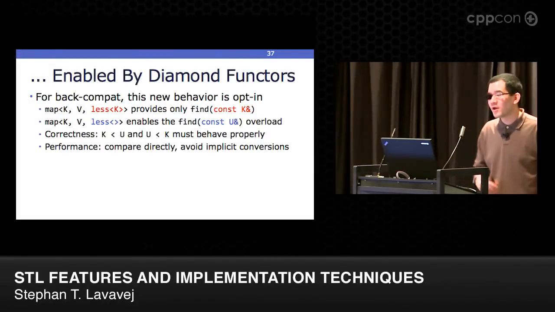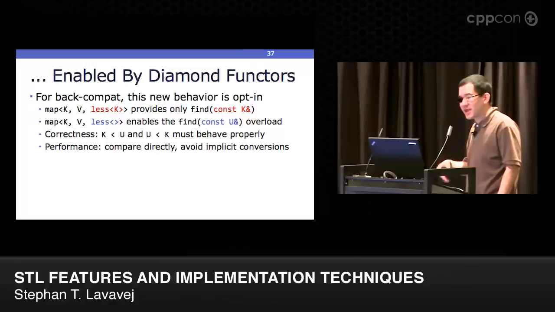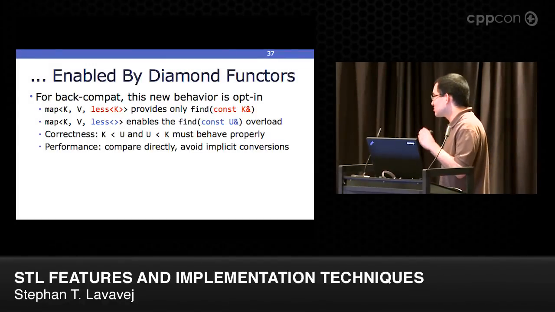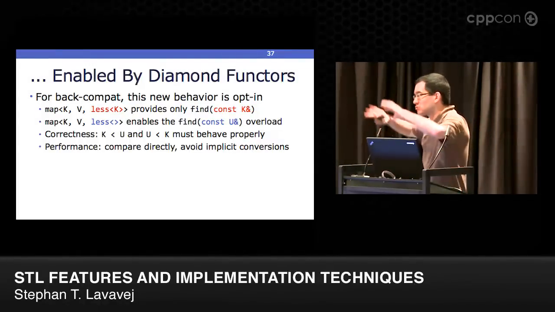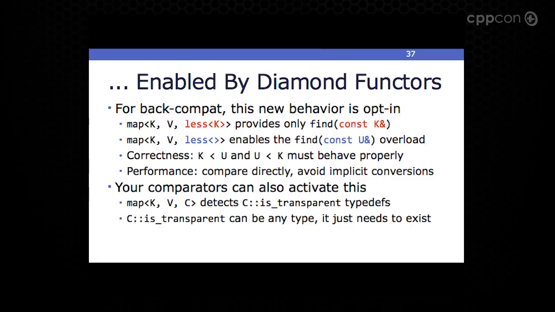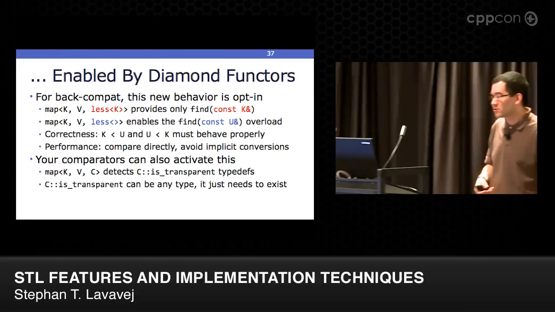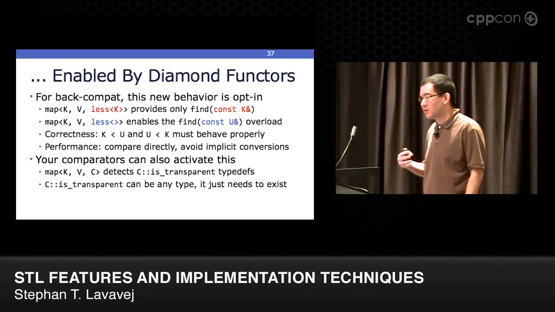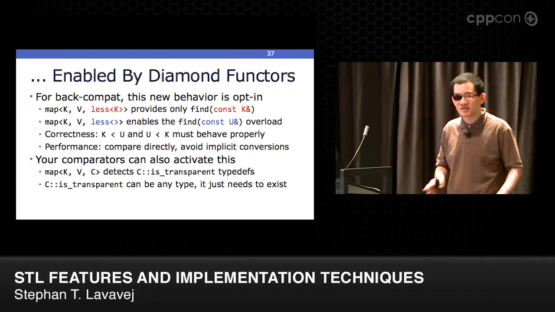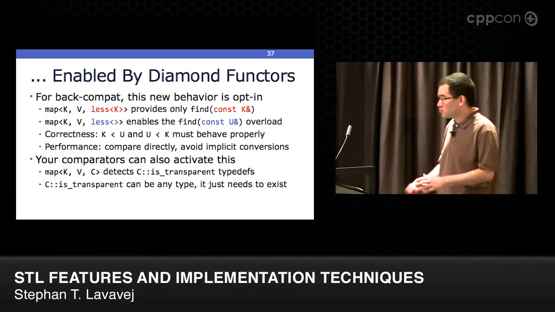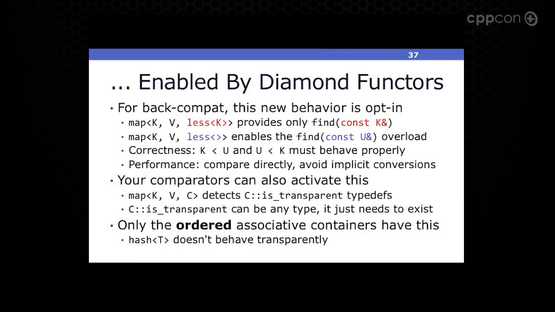As long as that's true, you can enable it by saying map K of V and then less diamond. And these are the transparent functors that just directly forward whatever they're given, maybe different types, to operator less than. If you have a user-defined comparator, you can also activate this transparent lookup yourself. You just need to provide a nested type in your comparator, is_transparent, that the STL will sense. It can be any type. It's unspecified. It just needs to exist. You could say true_type or void or whatever you like.